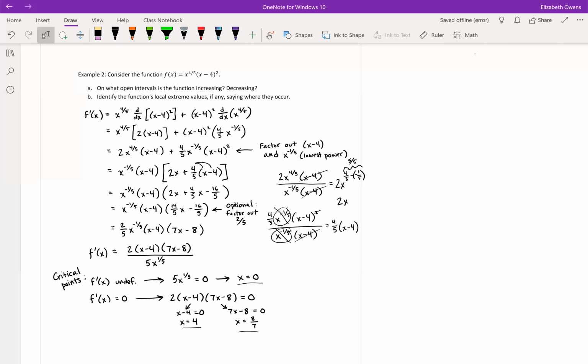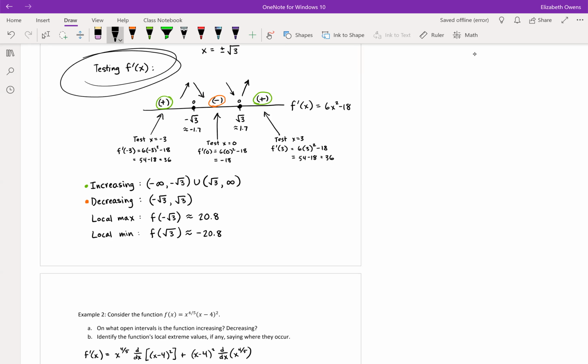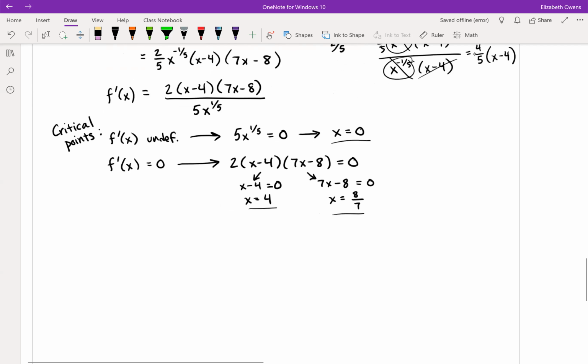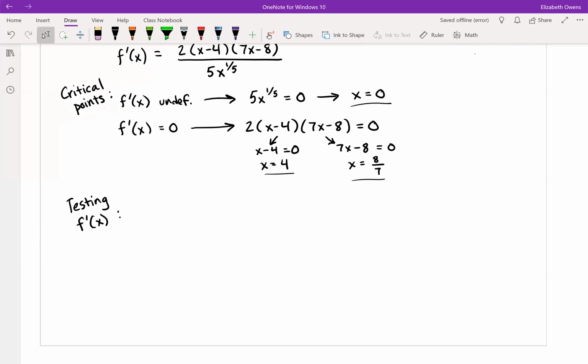But this question was not just asking for the critical points. We now have to look for where the function is increasing, decreasing, and then its local maximum and minimum values. So we are going to set up, like we did in the last problem, a number line to test our first derivative. Okay, testing f prime of x. Set up a number line here to test the first derivative.